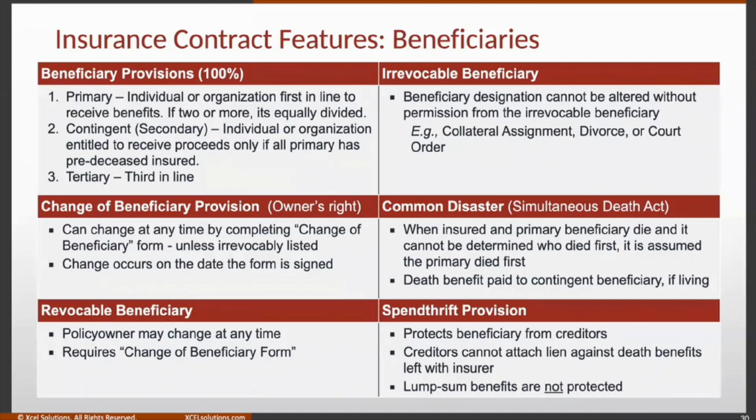So the Common Disaster Simultaneous Death Act says, when the insured and primary beneficiary die and it cannot be determined who died first, it is assumed that the primary beneficiary died first. That means the insured on the contract died last. If there's any other beneficiary named, it will go to that other beneficiary. But with no other beneficiary named, now the proceeds must pass through the insured's estate. Death benefit will be paid to a contingent beneficiary if one has been named, and that contingent beneficiary is still living. Then it would pass on to the contingent beneficiary.